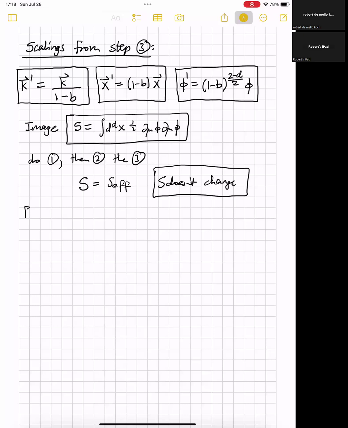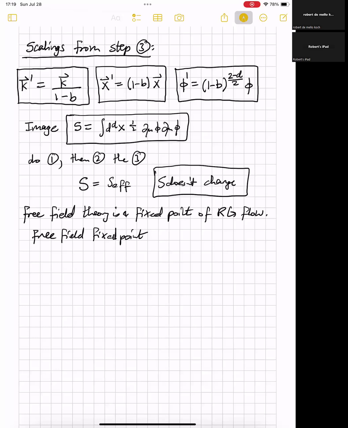We say that the free field theory is a fixed point of the RG flow, okay? And it's got a special name. It's called the free field fixed point. And I'll often want to refer to it. I'm going to call this the FFFP, the free field fixed point, okay?